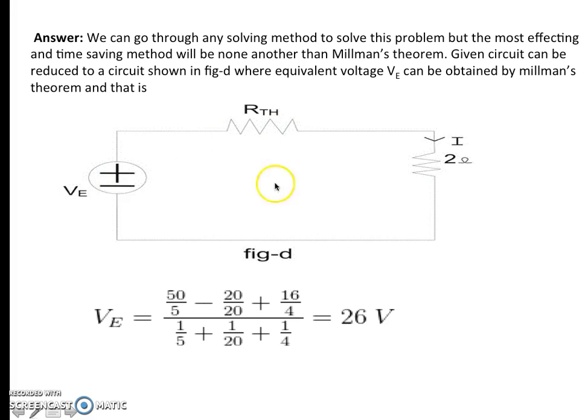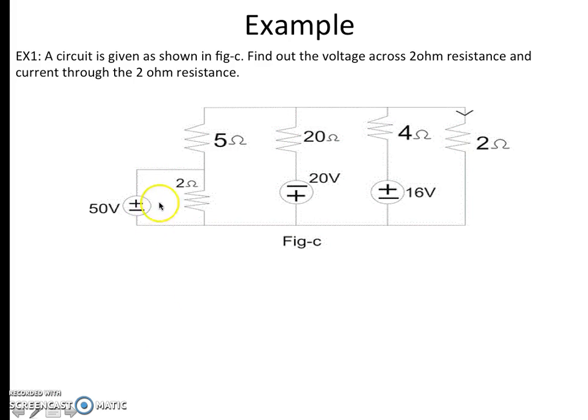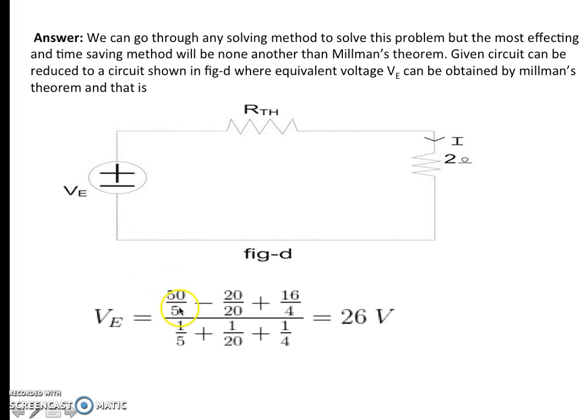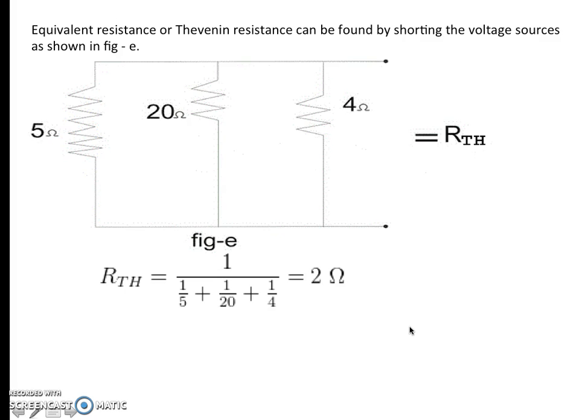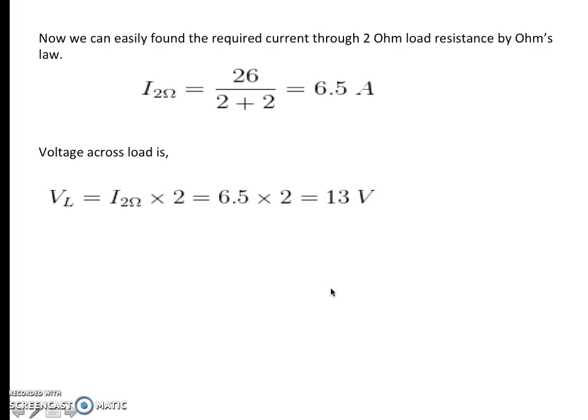This is your V, there is RTH. Now what is V? See, this was the current source, so V will be (50 by 5 minus 20 by 20 plus 16 by 4) divided by (1 by 5 plus 1 by 20 plus 1 by 4), which is equal to 26 volt. Now RTH is again the Thevenin's equivalent resistance, which can be found out using this. RTH will be this, which is 2 ohm.